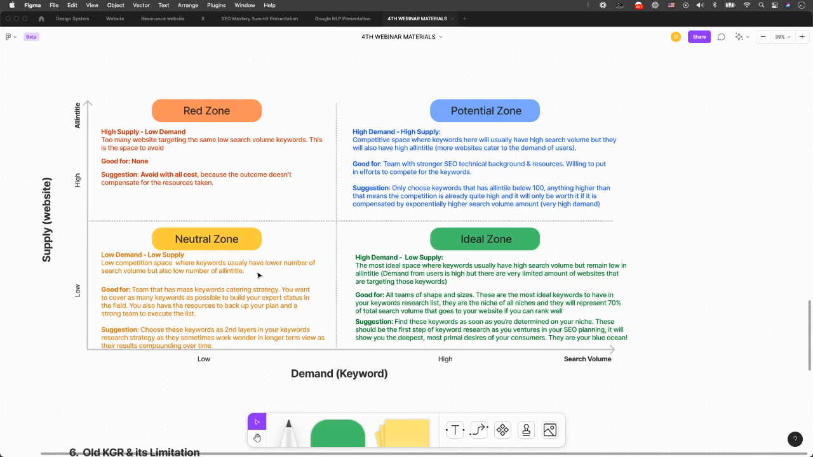If that keyword has a search volume like 1,000, that's an amazing keyword, right? You almost right away will be able to rank for those. This zone, fit to all team of shape and size, is the most ideal zone to have in your keyword research list, right? It's the first list of keywords you should reach for when you do your keyword research, right?